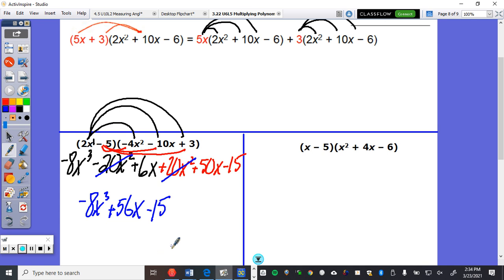Okay? Try the next one. Multiply the x first to everything, then multiply the negative 5 to everything, and then combine like terms.